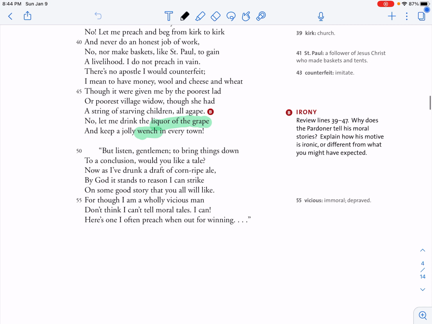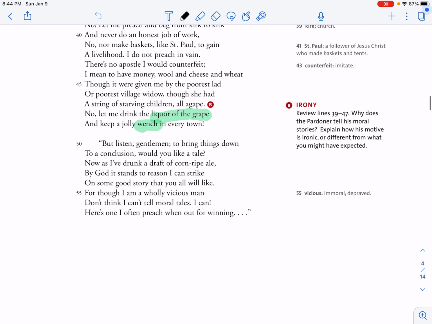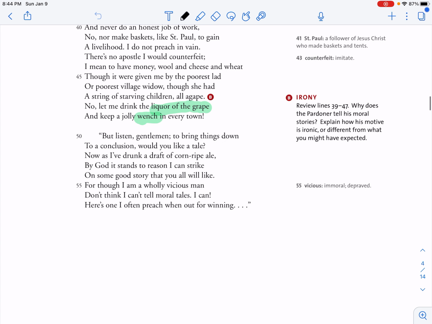No, let me preach and beg from kirk to kirk, and never do an honest job of work. No, nor make baskets like St. Paul. That's a biblical allusion, because St. Paul used to make baskets to gain a livelihood. I do not preach in vain. There's no apostle I would counterfeit. I mean to have money, wool and cheese and wheat, though it were given me by the poorest lad or poorest village widow, though she had a string of starving children, all agape.